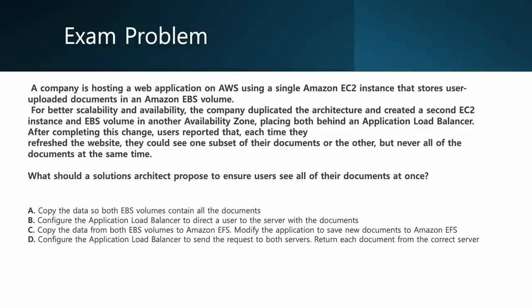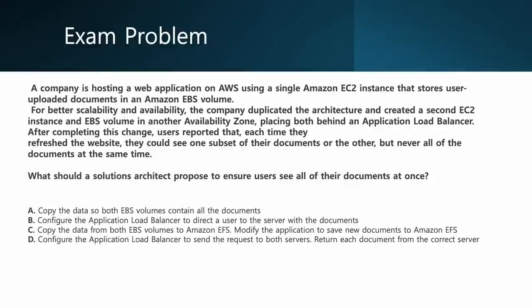Let's solve this problem as well. This question is related to the use of EBS and EFS. First, let's read the problem. A company is hosting a web application on AWS using a single Amazon EC2 instance that stores user-uploaded documents in an Amazon EBS volume. For better scalability and availability, the company duplicated the architecture and created a second EC2 instance and EBS volume in another AZ, placing both behind the application load balancer.